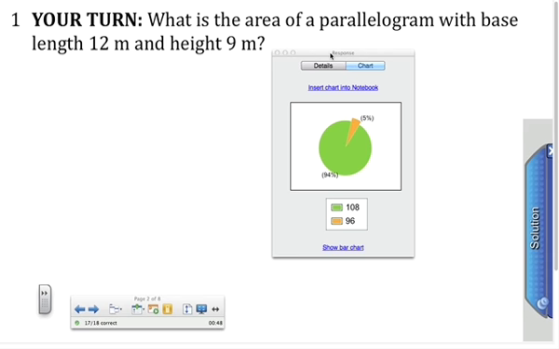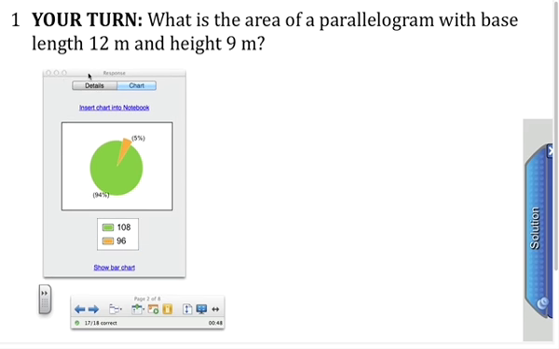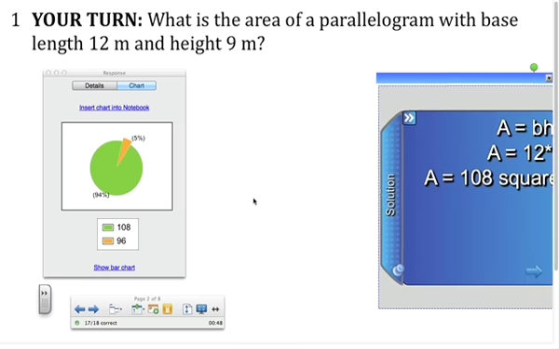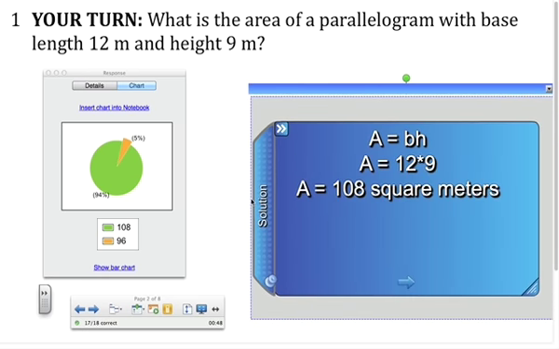And fantastic. All you're doing is multiplying the base and height. 12 times 9 is 108. If I had to guess what went wrong for that 96, someone just forgot their times tables. It happens. Good on the screen? Okay.